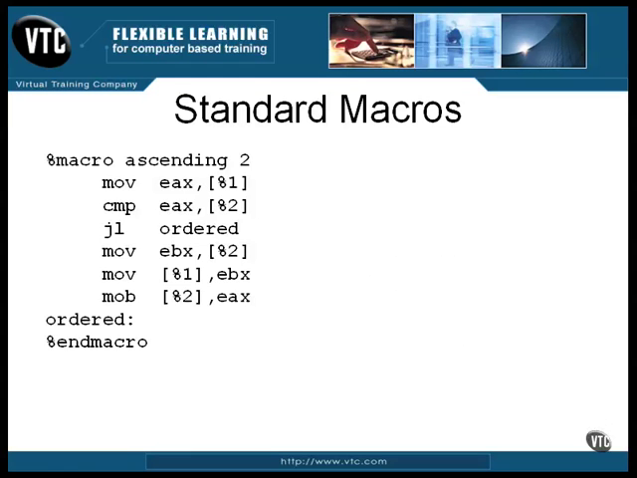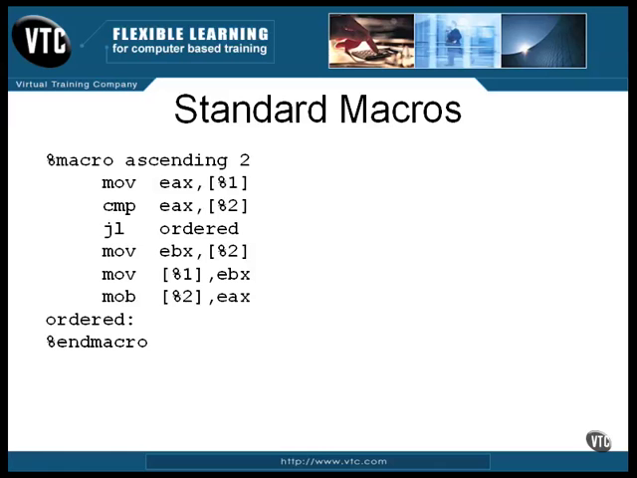Here's an example of a macro with 2 arguments. When you expand the macro, you supply it with 2 variables, the names of 2 double-word locations holding values that you need to have in order. The expanded code of the macro will swap them if necessary to make sure the smallest one is first.